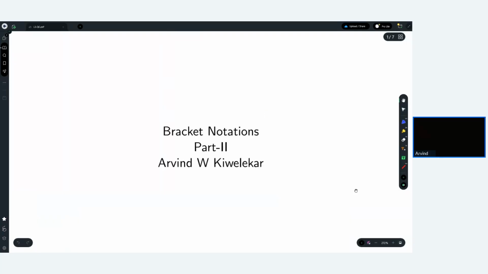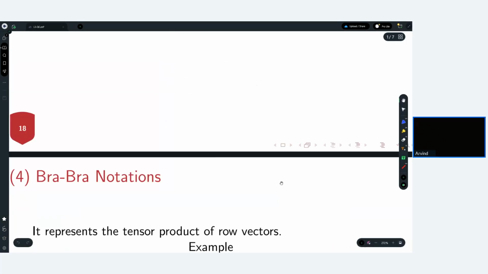In this video, I will be explaining additional bracket notation. In the previous video, I explained three types of bracket notation. We are going to continue with the same bracket notations.